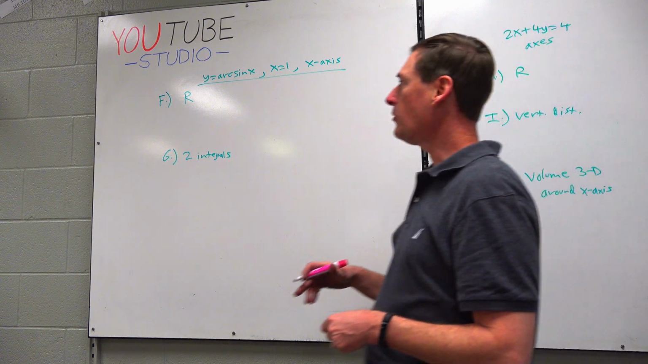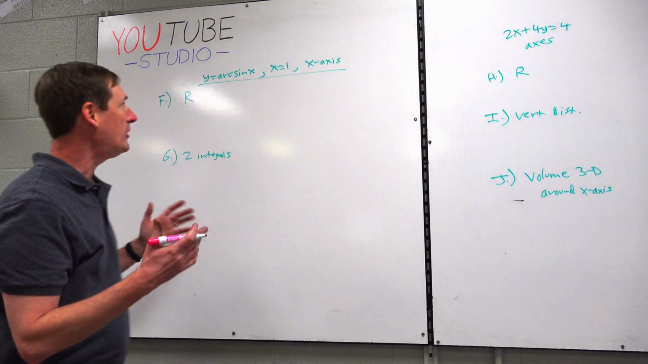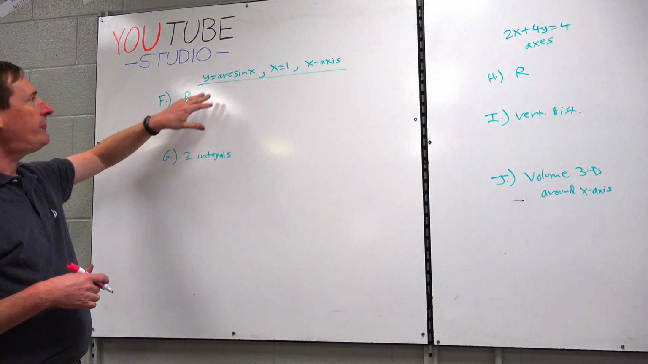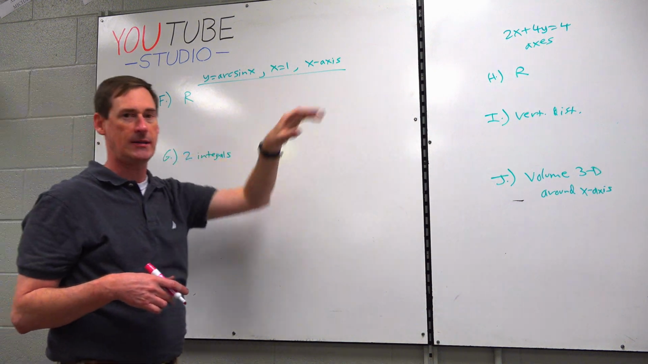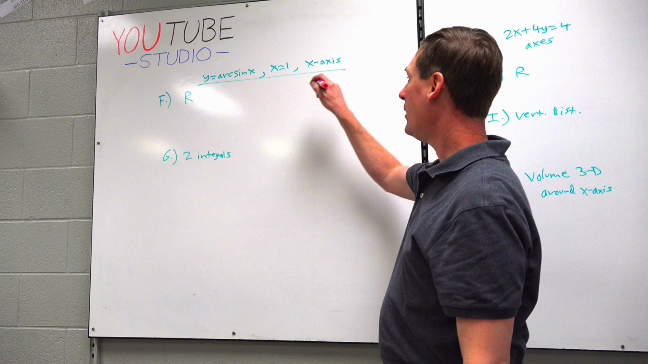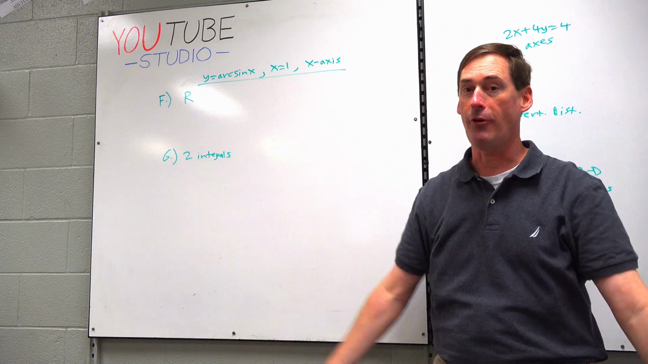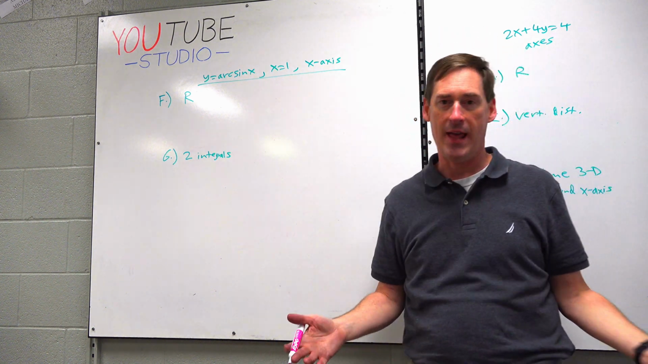All right, let's try 2 more sets of this just to make sure you feel good about this. So we need to graph the region R enclosed by arcsine of x equals 1, and the x-axis. All right, so, oh, Mr. Wade, I forgot how to graph arcsine. Okay, you don't graph it every day.